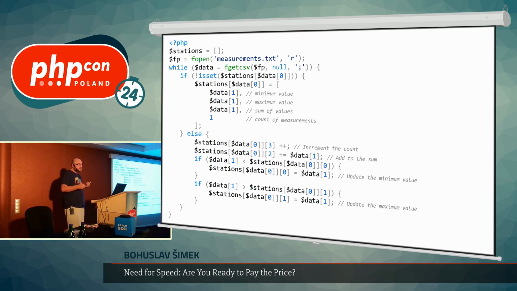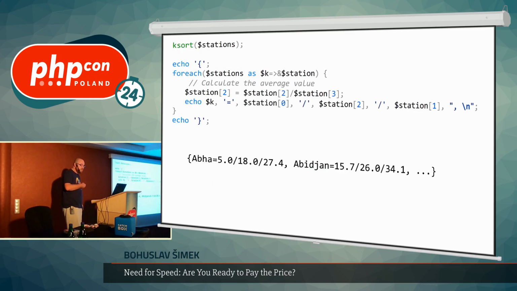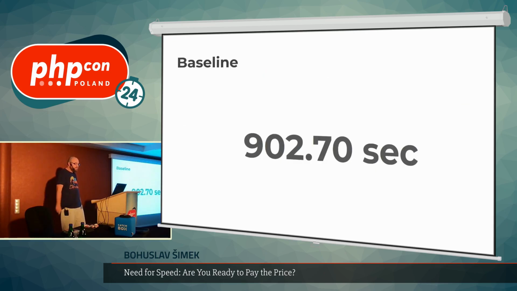If we already encountered the weather station, we will simply increment the counter, add the value to the sum, and then update the minimum or the maximum value accordingly. After that, we will sort that array, and we will print our results. We will calculate the average value. So then we have our results. Great. Okay.